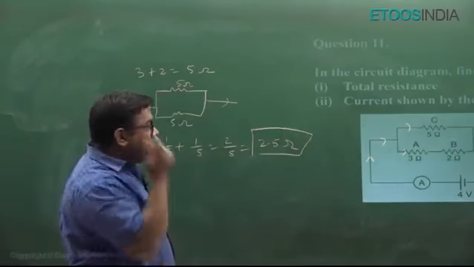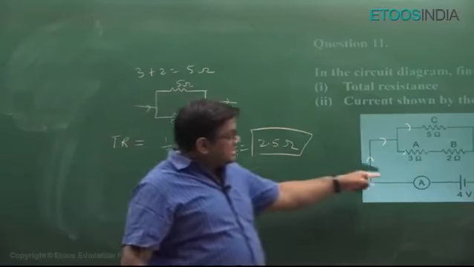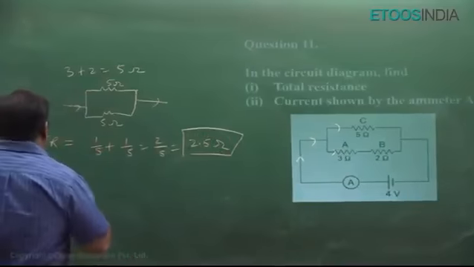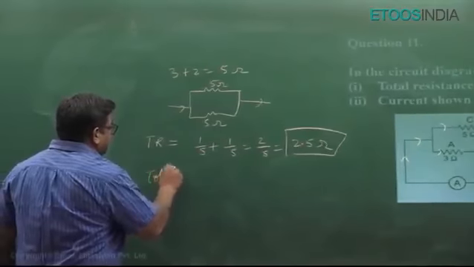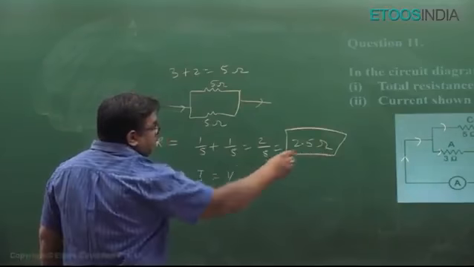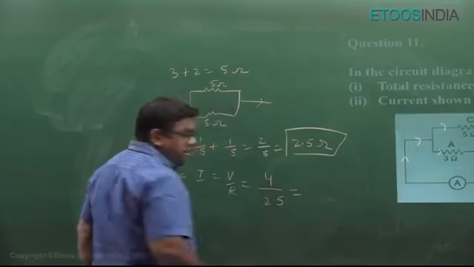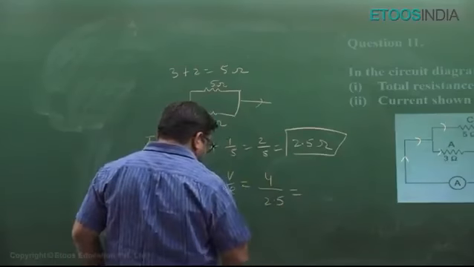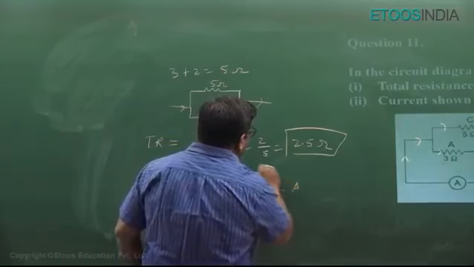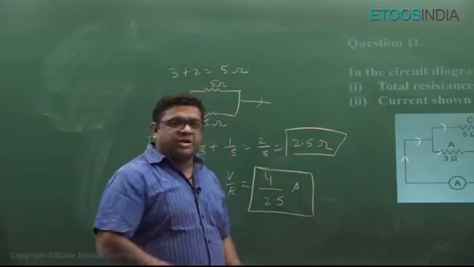Got it? Now, the current through ammeter A. Since it is connected here, it will show the total current flowing in the circuit. So the total current will be given by I is equal to V upon R. We know that the value of V is 4 and R is 2.5. Is it clear? So the total answer will be 4 upon 2.5 ampere. Got it? Next, let's move on to the next question now.